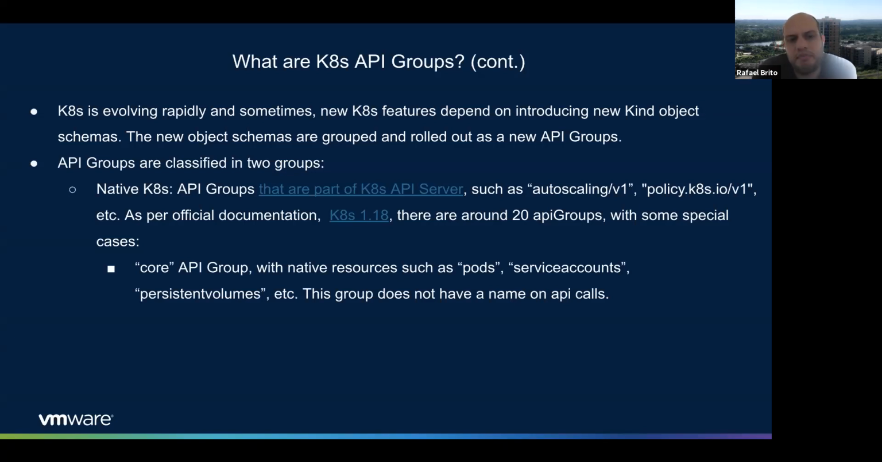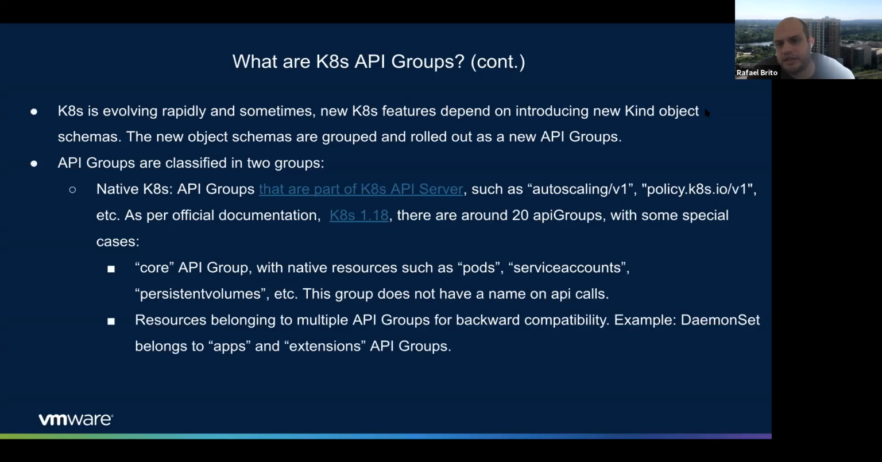The core API group, which are fundamental objects of Kubernetes since version 1 or even before: Pod, service accounts, persistent volumes. And the funny thing is this group does not have an actual name when you invoke or request API information about this group, but it refers to it as core.